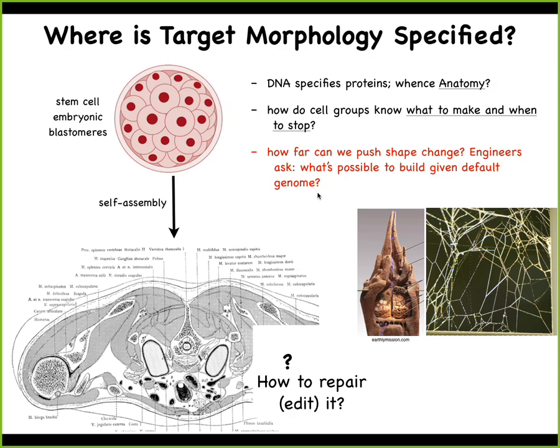And as engineers, and this will be the last part of the talk, how far can we push this? So what else can you build given a default genome? Does it have to be this, or can you build something else? Now you might think that, well, this problem really should have been solved a long time ago. We have all kinds of genetic information, molecular biology, and so on, genomics.